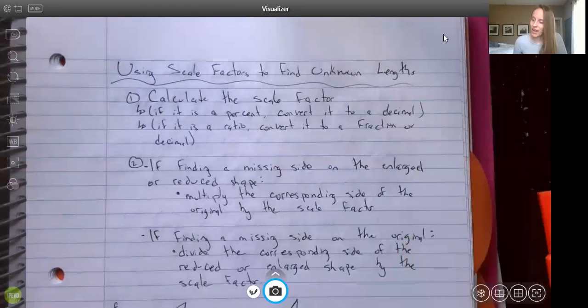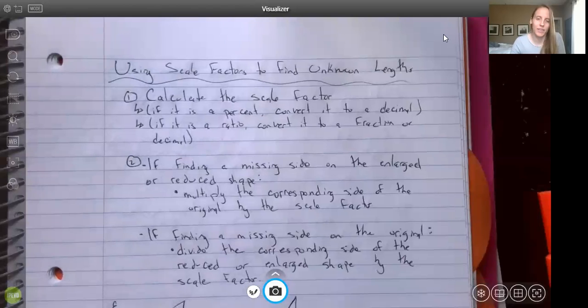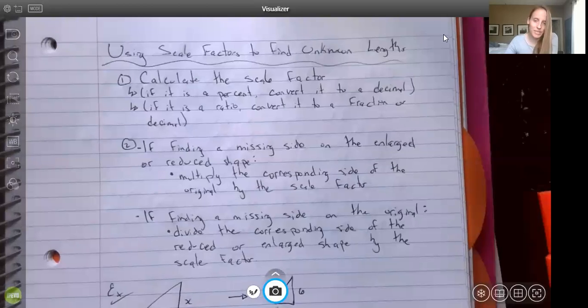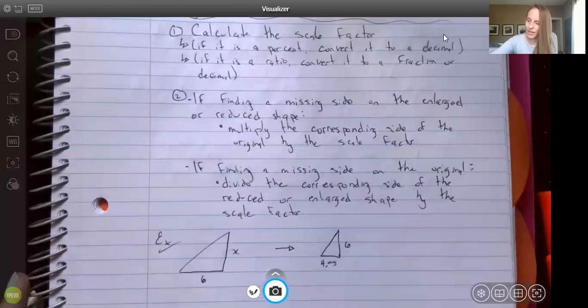And then if you're finding the missing side on an enlarged or reduced shape, then you multiply the corresponding side of the original by the scale factor. If you're finding a missing side on the original, then you divide the corresponding side on the reduced or enlarged shape by the scale factor. So let's go through an example of what that would look like.